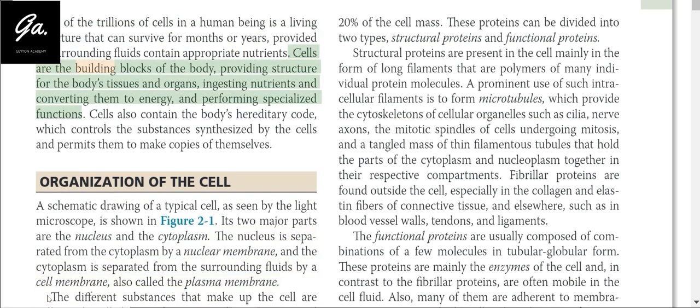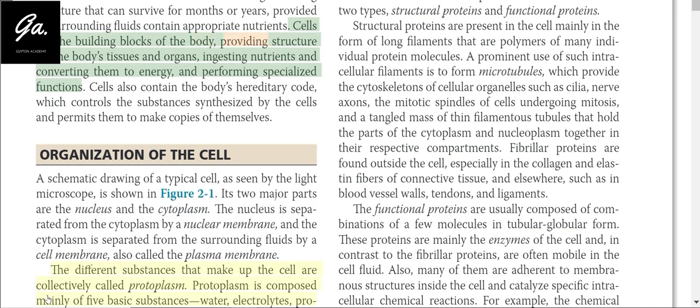Cells are the building blocks of the body, providing structure for the body's tissues and organs, ingesting nutrients and converting them to energy, and performing specialized functions. Cells also contain the body's hereditary code, which controls the substances synthesized by the cells and permits them to make copies of themselves.